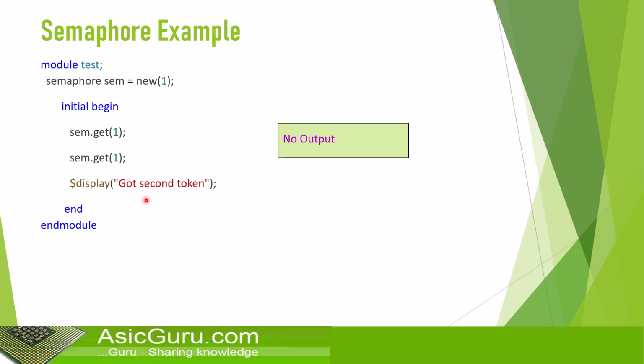So the statement, got second token, is never reached. So the simulator will hang here with no output unless this first process puts a token back using the put statement. So if you exhaust the available tokens and try to acquire more without releasing them first, your simulation will hang.